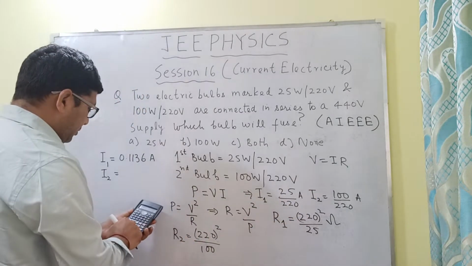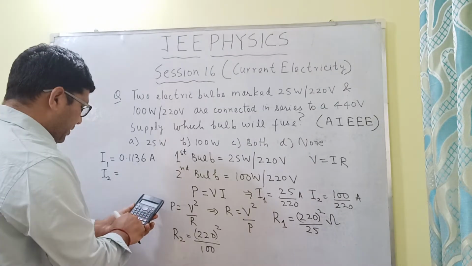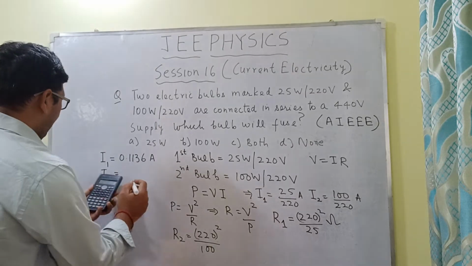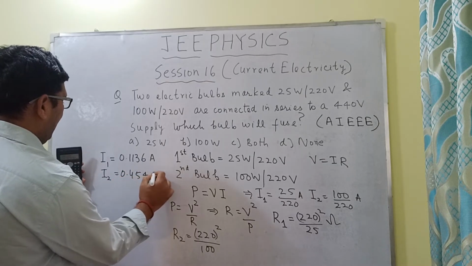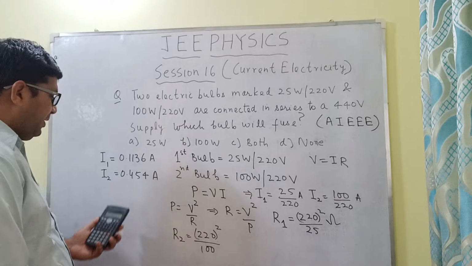100 divided by 220, 0.454 ampere. ठीक है, ये I2 हो गया.